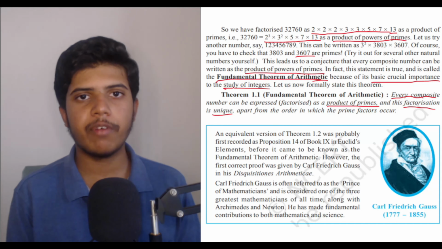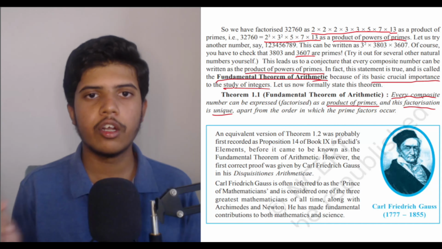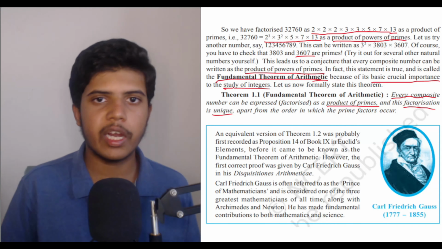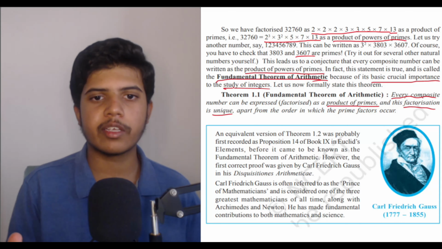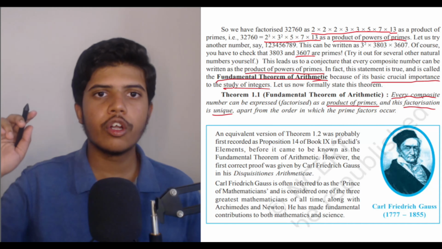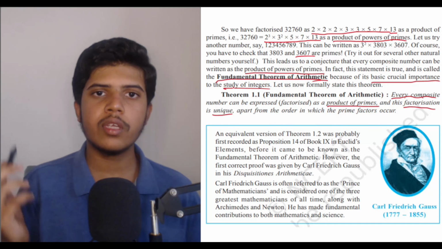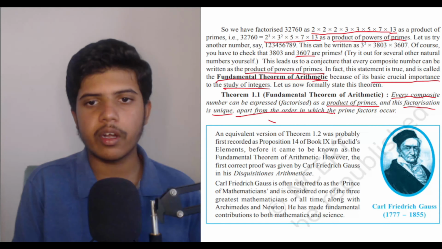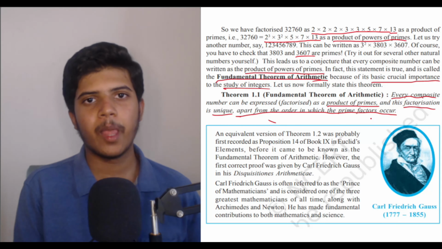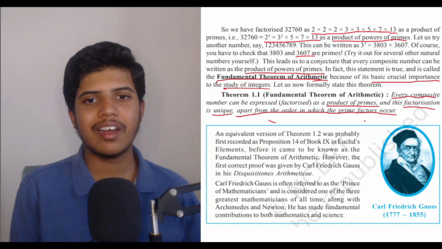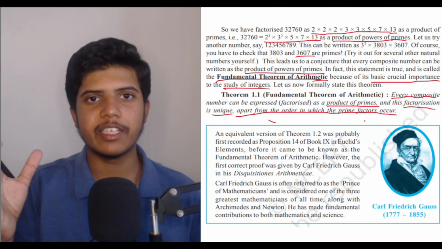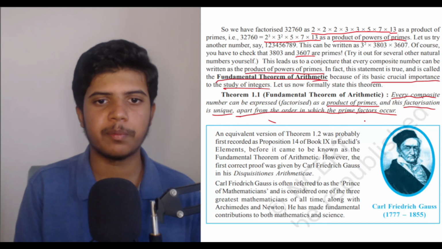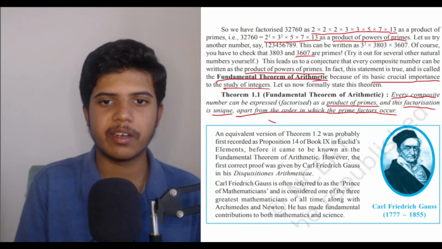What do you mean by unique? If I say 2 into 3 is equal to 6, 2 into 3 is equal to 6 only. It can't be equal to 12 or 24, 48, anything else. It's just going to be 6. However, I can say 2 into 3 is equal to 6. I can also say 3 into 2 is equal to 6. So, apart from the order in which the prime factors occur, the order can change. Apart from the order, everything else is unique. So that is one exception. And we'll speak about the order later in the same session.